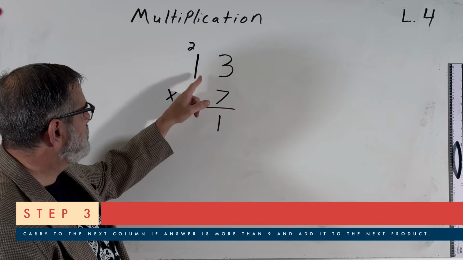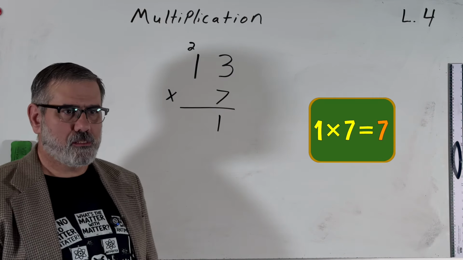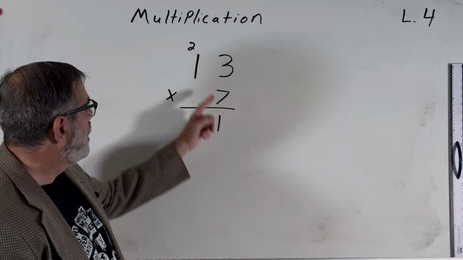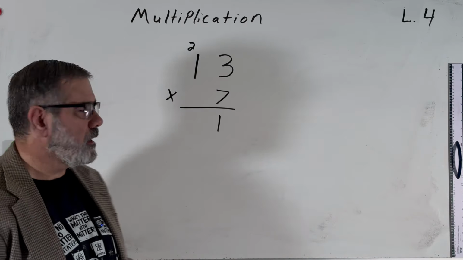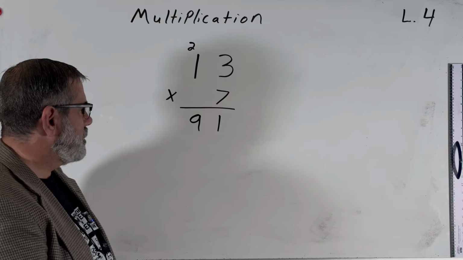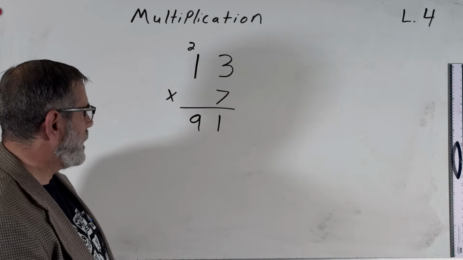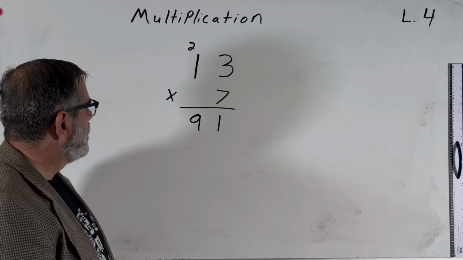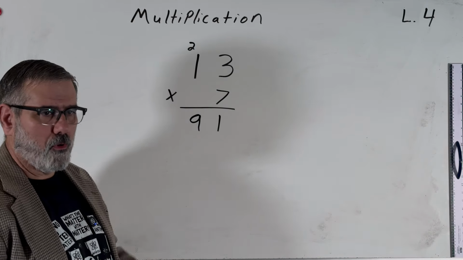Now we do 7 times 1. And 7 times 1 is easy. It's just 7. But what do we do with the 2? Well, we have to add the 2 to the 7 to get 9. And so now we've arrived at our answer, 91. And we could check this by adding 13 up 7 times. And feel free to do that at home if you wish. I'm not going to do it here. There's not enough room on the board, I think.